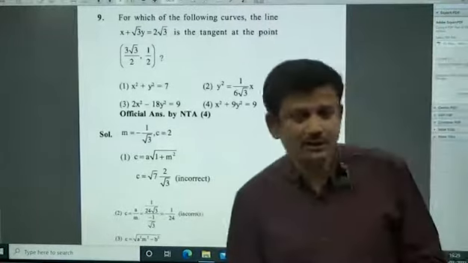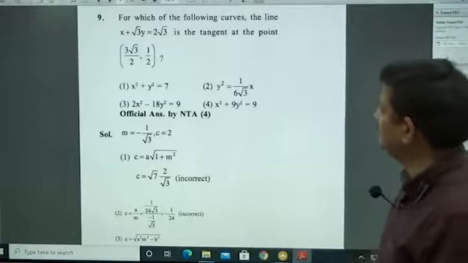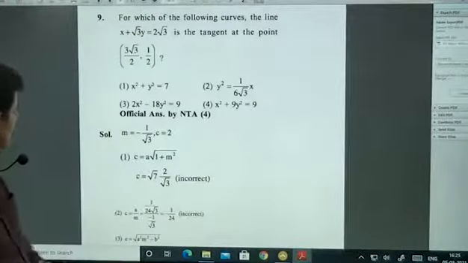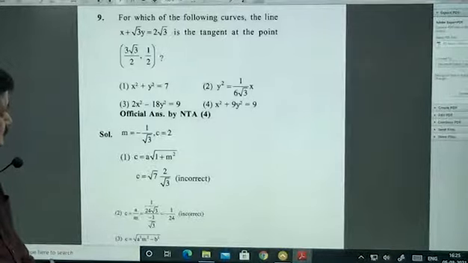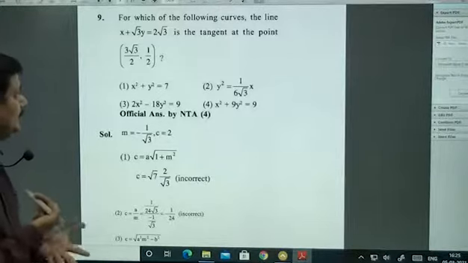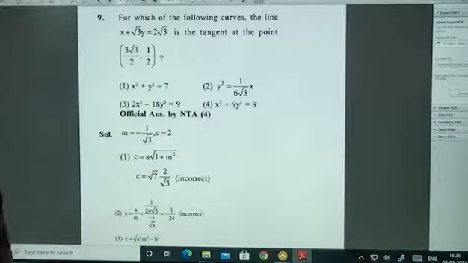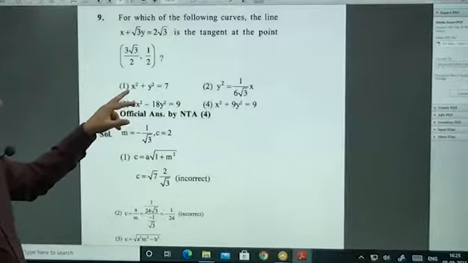For which of the following curves is the line x plus root 3y equal to 2 root 3 a tangent at the point 3 root 3 by 2 comma 1 by 2? Okay. So at this point you have to find tangent equations for each one of them and see which of them is the tangent equation. So what is the tangent equation at this point?